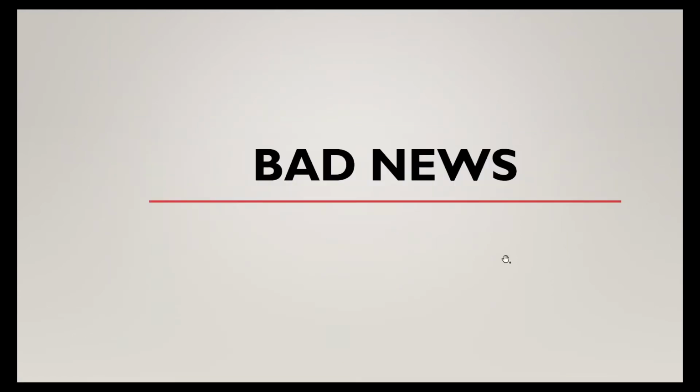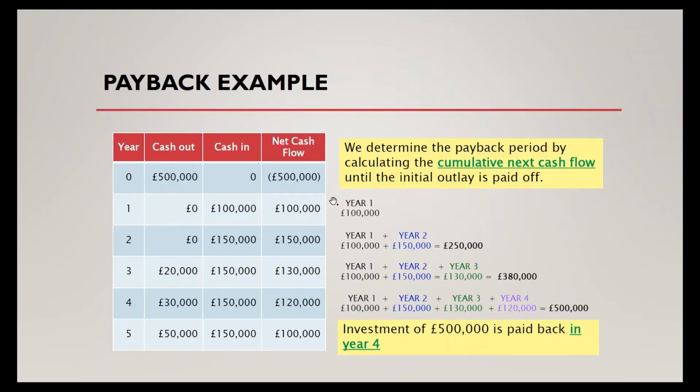Now, there is bad news. In reality, the net cash flow from the years might not always add up to the initial cash outflow. So for example, in this example, we have a cash outflow of 500,000 for the investment. And when we add up the net cash flow for the 4 years, it adds up to 500,000, which is the exact amount of the initial cash flow.